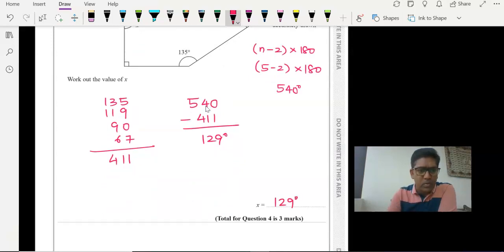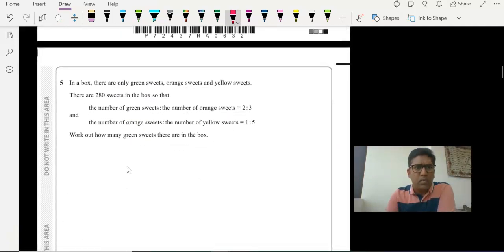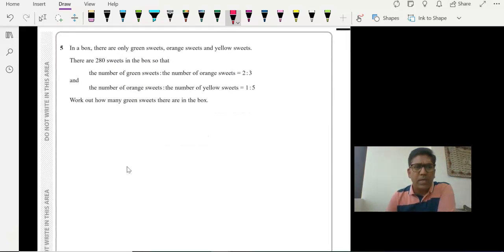Okay, moving to the next one. Question 5. In a box, there are only green sweets, orange sweets, and yellow sweets. There are 280 sweets in the box, so that the number of green sweets to number of orange sweets is 2:3, and the number of orange sweets to number of yellow sweets is 1:5. Work out how many green sweets are there in the box.